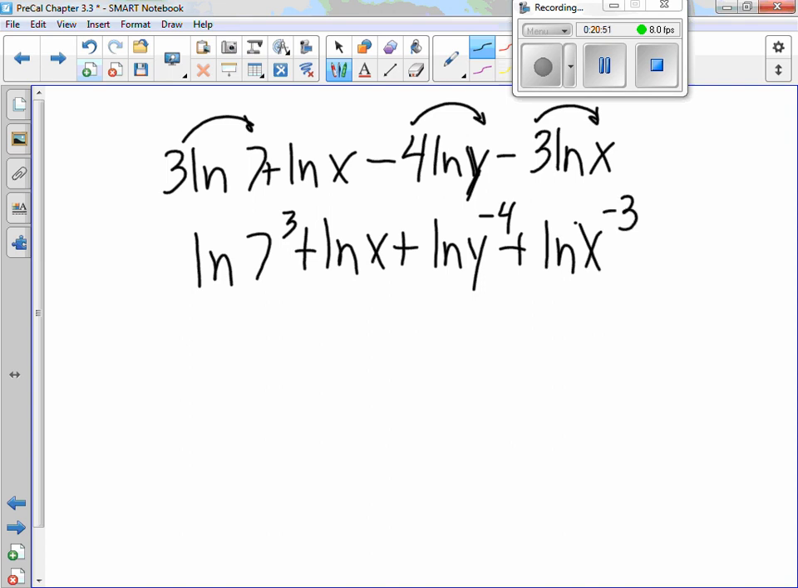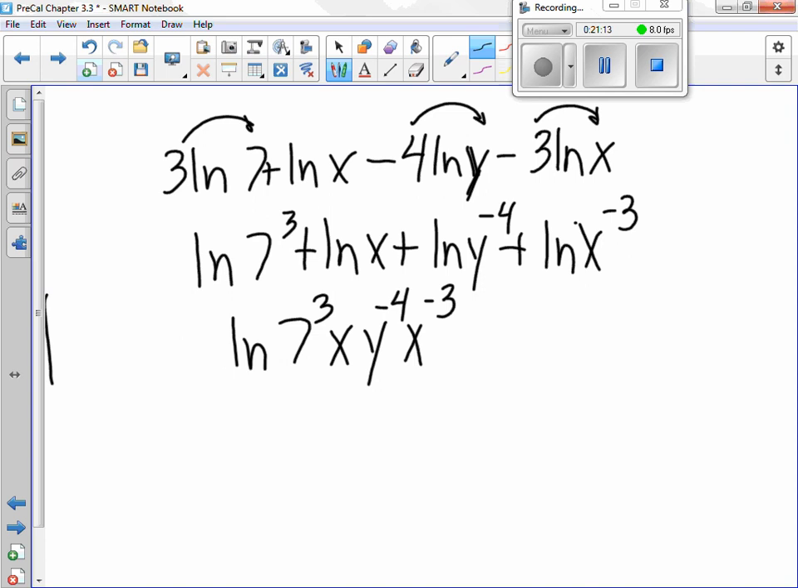Any questions on this here so far? Now, they're all added together, yes? So that means I could rewrite it as multiplication, yes? We have ln of 7 to the 3rd times x times y to the negative 4 times x to the negative 3rd.